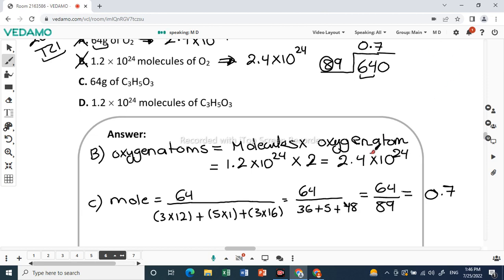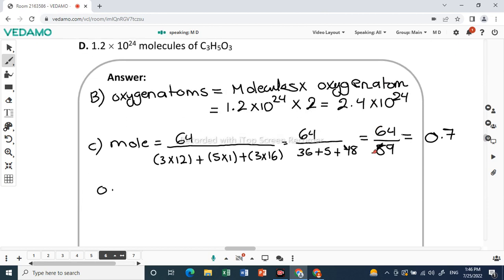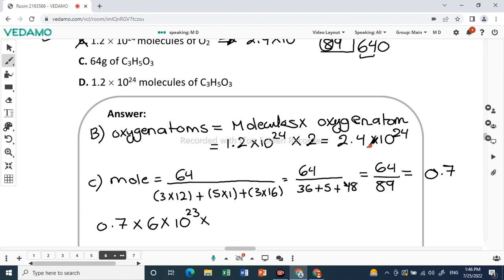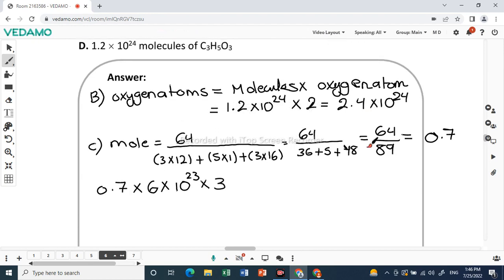Now we will take our 0.7, we will multiply by Avogadro's constant another time. Then going back, how many oxygens do I have here? I have 3. So I'm going now to continue. 6 times 3 equals 18, multiplied by 0.7 times 10 to the power of 23. So now I'm going to continue by 18, which is multiplied by 0.7.